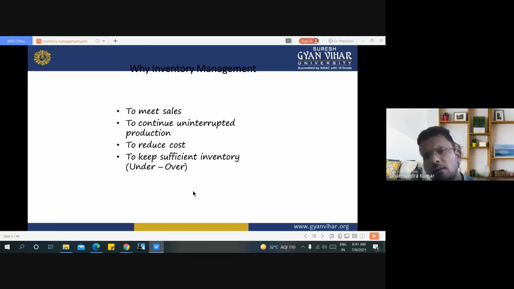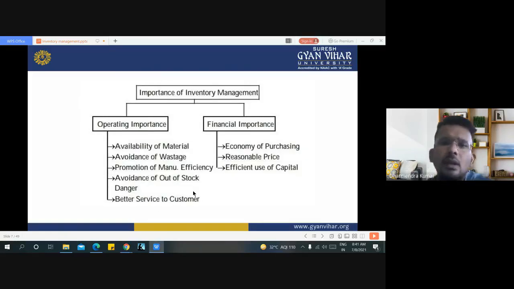These all are the points for considering why inventory management is needed in any manufacturing plant. This is the importance of inventory management in any manufacturing plant, like operating importance and financial importance.